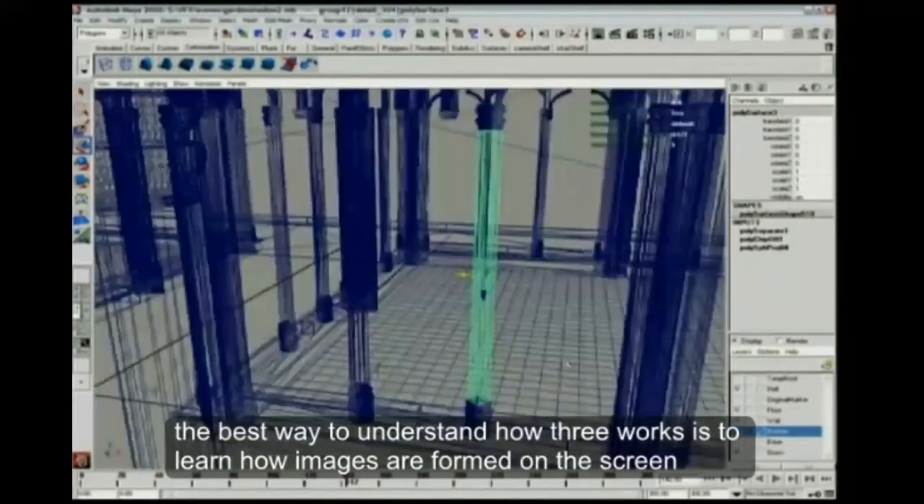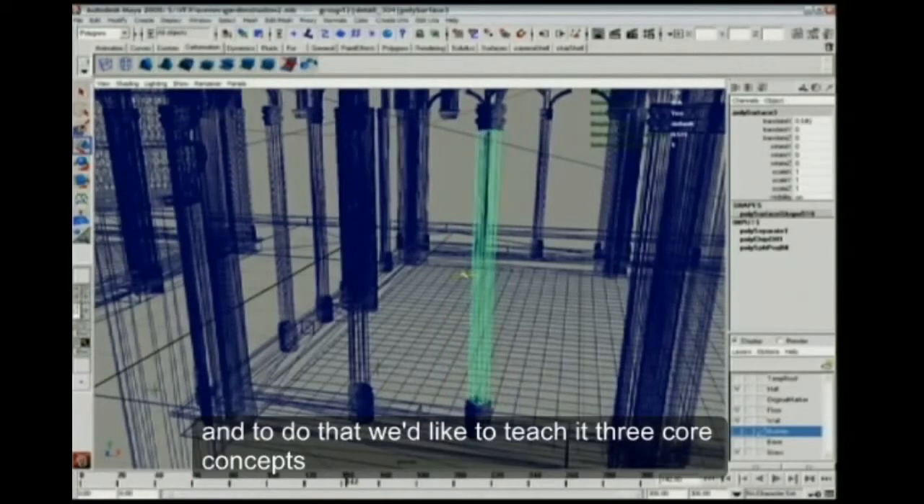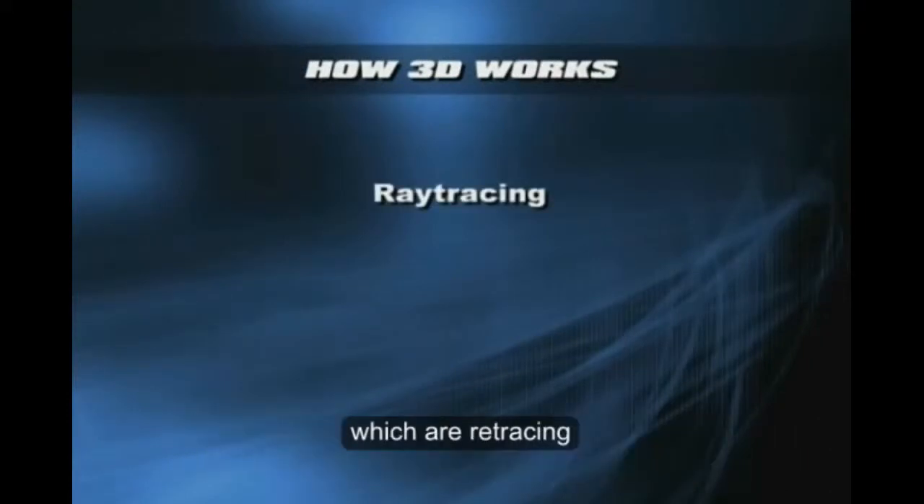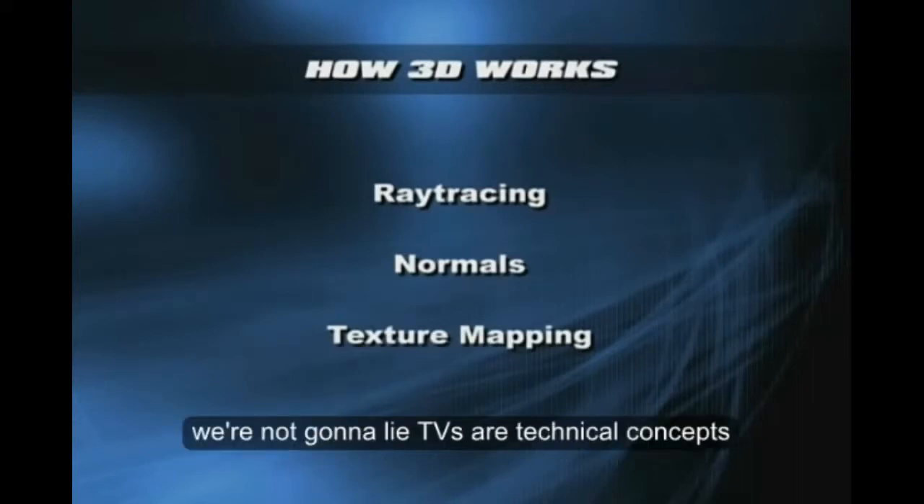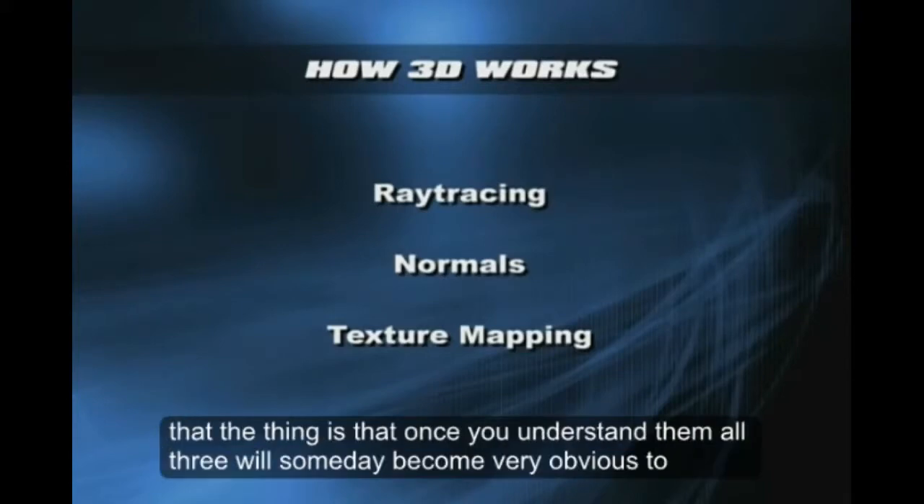The best way to understand how 3D works is to learn how images are formed on the screen. And to do that, we'd like to teach you 3 core concepts, which are ray tracing, normals, and texture mapping. We're not going to lie to you, these are technical concepts. But the thing is that once you understand them, all 3D will suddenly become very obvious to you.